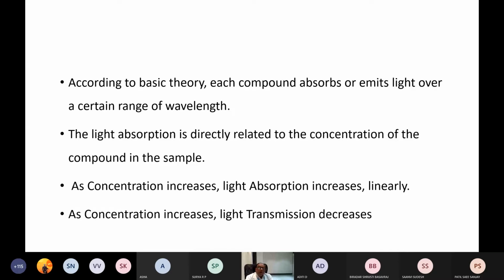So let us come to some basic theories there. Each compound absorbs or emits light over a certain range of wavelength. The light absorption is directly related to the concentration of the compound, and as the concentration increases, light absorption also increases linearly. It means once the linearity gets affected, then the calculation goes wrong, or your value will go wrong.